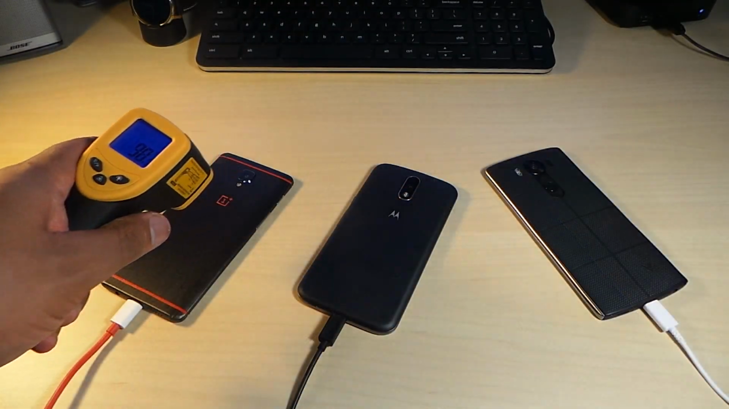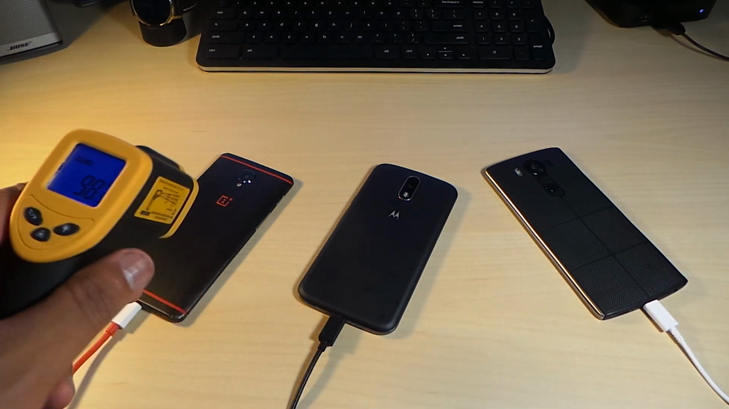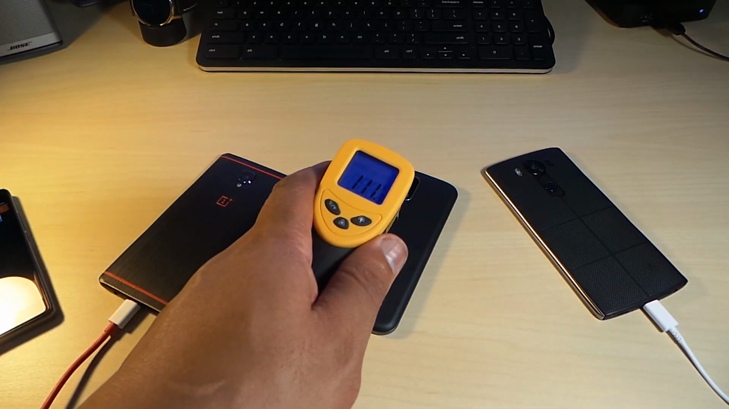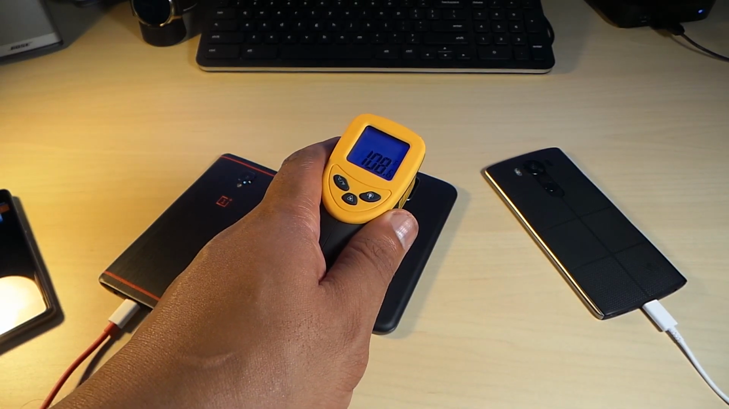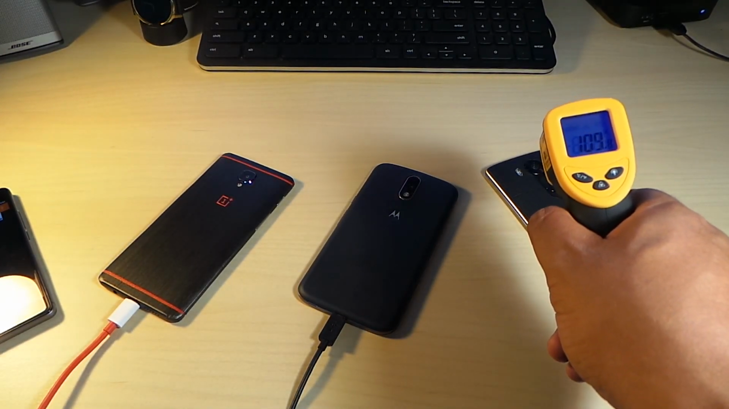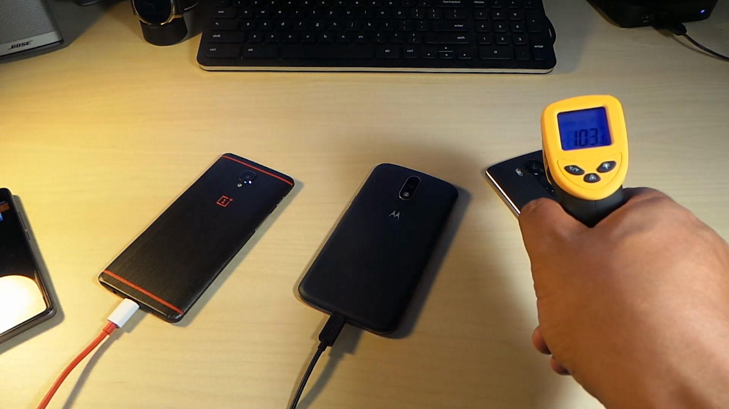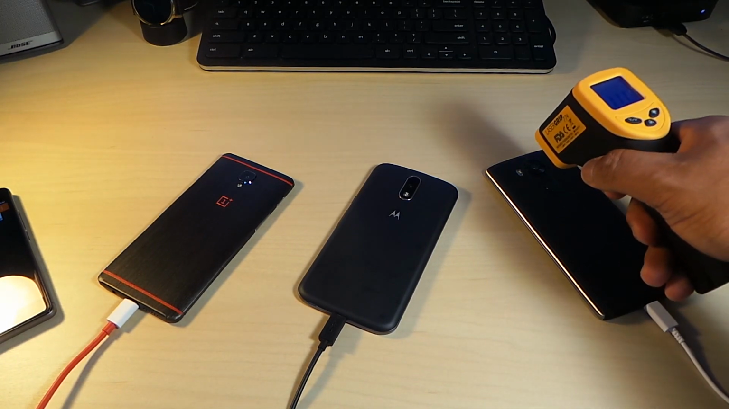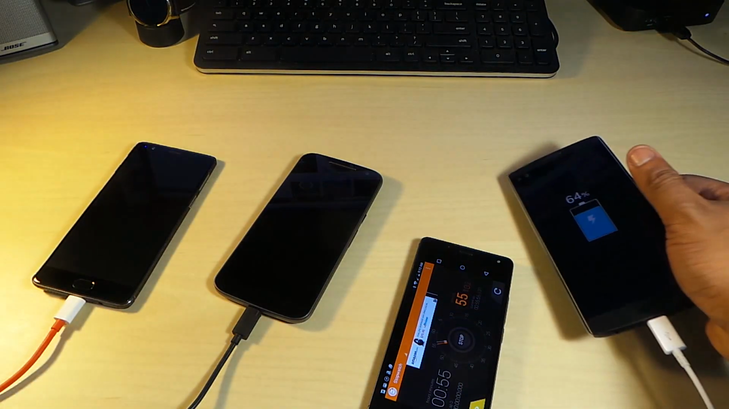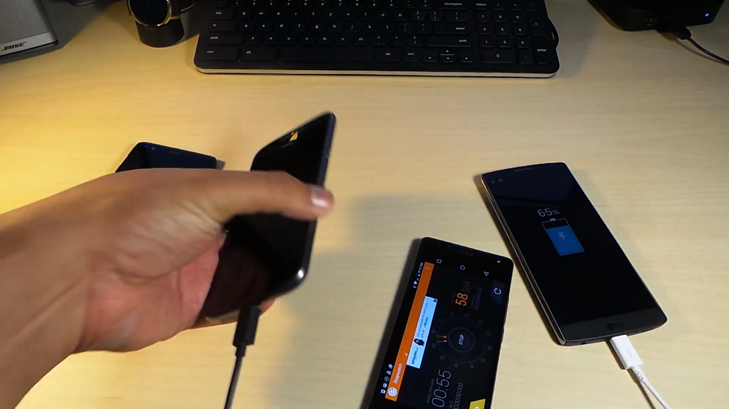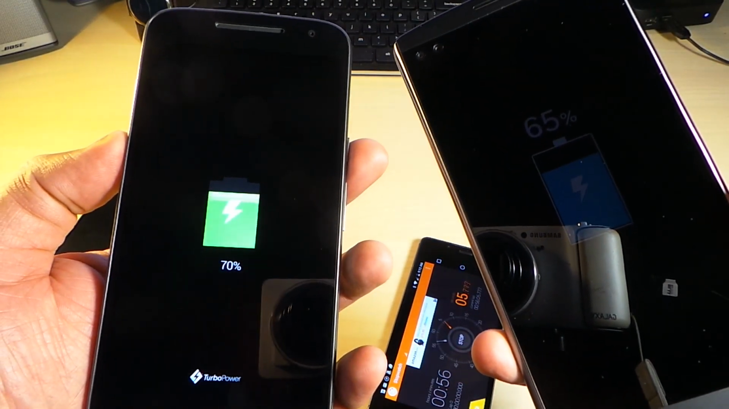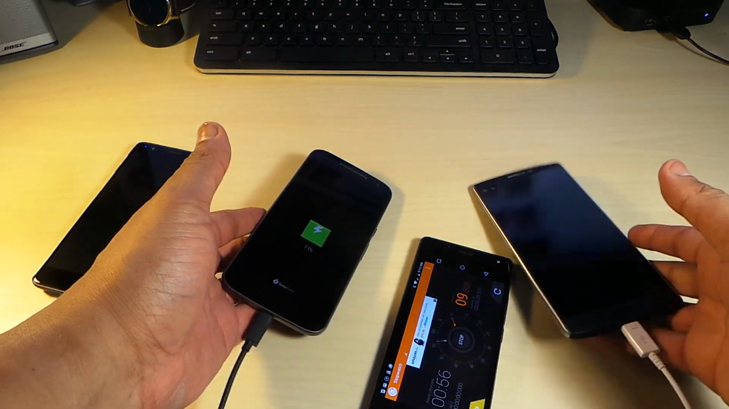The OnePlus 3 at its highest is at 99. Moto G, okay, I got it. The hottest point is 112. And on the V10, 111. So it's staying consistent. LG is at 64%. So for some reason, LG looks like it's speeding up now. 65%. The LG. Moto G4 is at 70%. So these two are going back and forth with their speed.